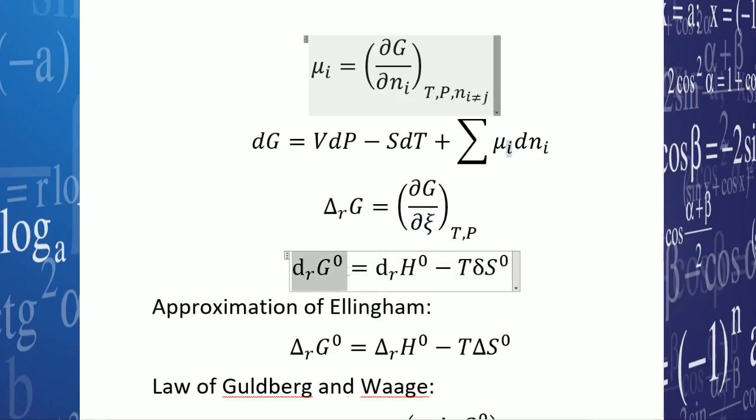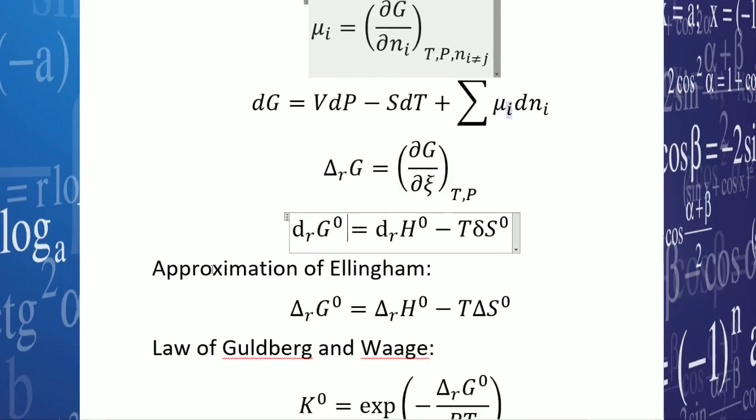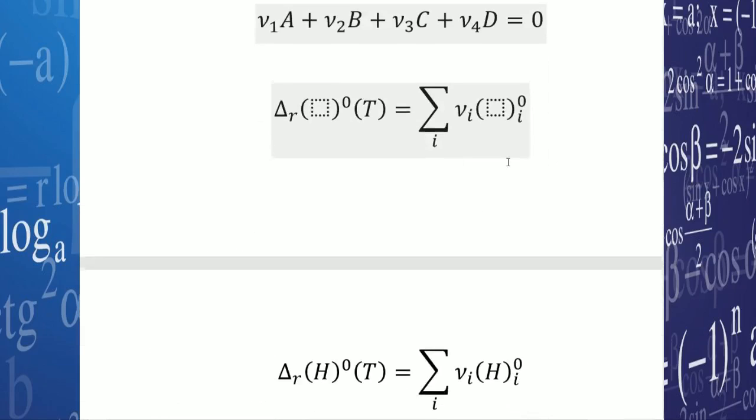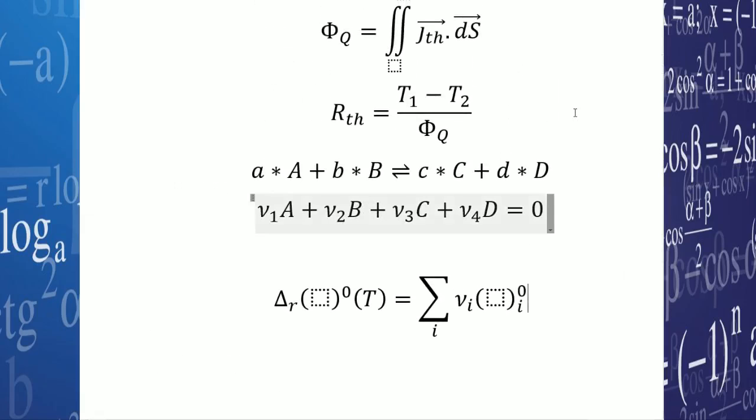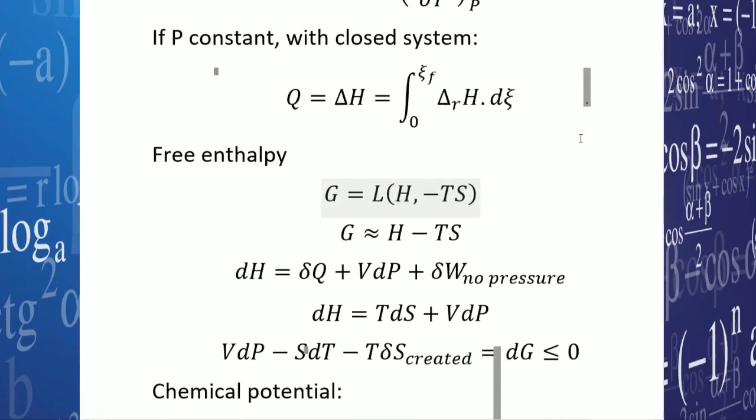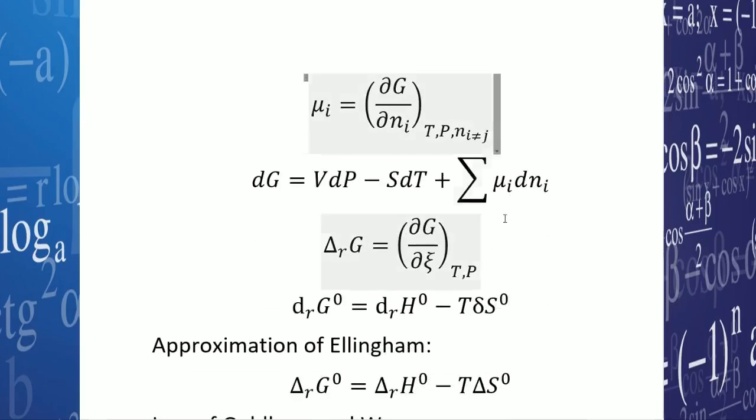You can rewrite dG like this. In the approximation of Ellingham, you can write it like this. It's not a definition. The definition is this, and the 0 means in usual conditions, so P equals 1 bar. I didn't say it earlier, but when there is the 0, it means at 1 bar, so at almost constant, the usual Earth pressure.